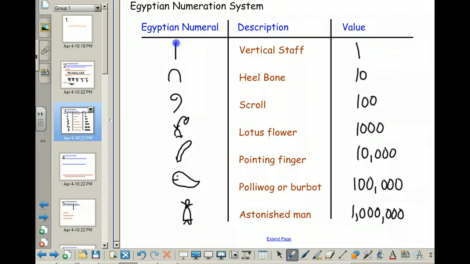Now what we're not going to do is turn them into Egyptian. We're not going to go back. We're not taking their system and turning it into ours, and we're not taking ours and turning it into theirs. We're getting it right now, right? So that's not what we're going to do.